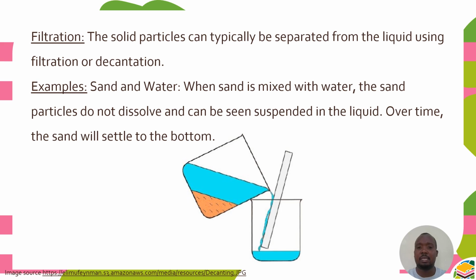Examples on the characteristics. You have sand and water. When sand is mixed with water, the sand particles do not dissolve and can be seen suspended in the liquid. Over time, the sand will settle to the bottom. Sand, which is a solid, does not dissolve in water, so you can see that this is sand and this is water. As you can see in this diagram, this is water, the blue color, and this is sand. The sand is settling at the bottom because sand is denser than water. So indeed, an example is sand and water.